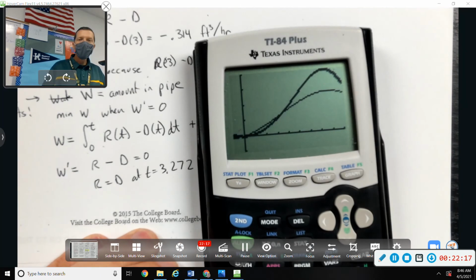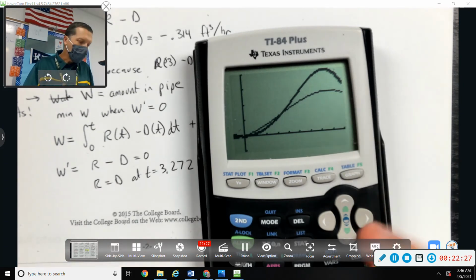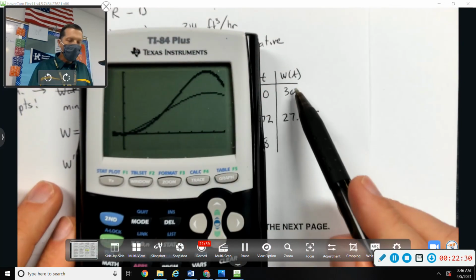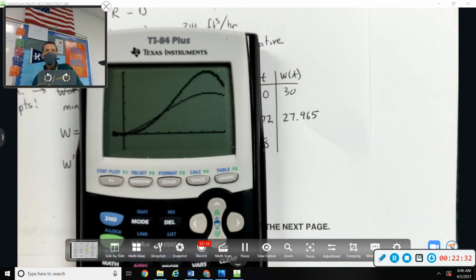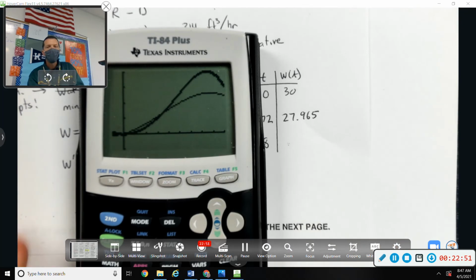Based on that graph, remember the bold line is the water going in, the lesser line is the water going out. When we do 8 hours, is there going to be more than 30 or less than 30? What do you think? Based on that line, the heavy line is the water going in. The little line is the water going out. Is there more going in or going out? Going in, a lot more going in over here. So I'm suspecting that at 8 it's going to be more than 30.